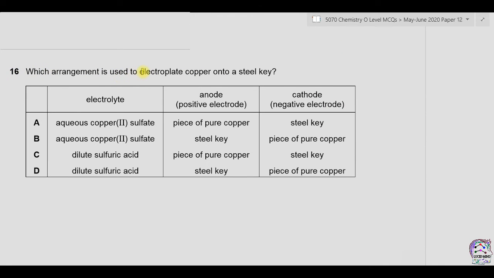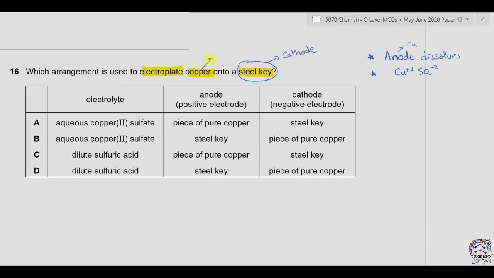Question 16. Which arrangement is used to electroplate copper onto a steel key? For electroplating there are a few points that you must remember. First, the anode always dissolves. Second, the solution must be similar to that of the anode. For example, if the anode is made of copper, then the solution must contain soluble copper ions, such as copper sulfate. Third, the substance that needs to be electroplated, for example this key, must be made the cathode.